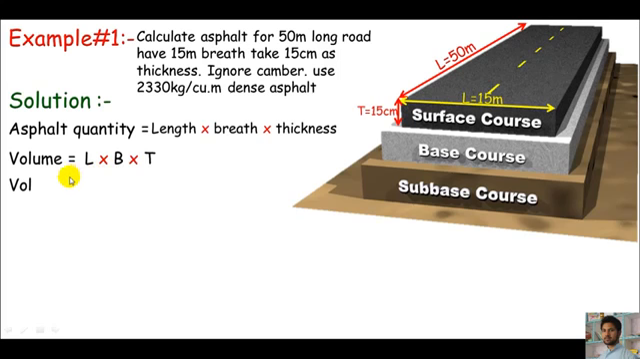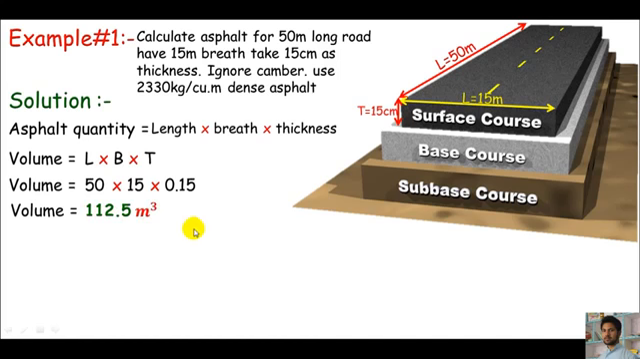When I plug into this equation, I must get the volume equals L, which is 50, times breadth, which is 15 meter, times thickness, which is 15 centimeter. It means it's 0.15 meter. Just divide this 15 by 100, which will convert these centimeters into meter. So do a little mathematics with this. You must get 112.5 cubic meter asphalt. And this is the volume of this surface, this layer. And this is my approach. Yes, this is the quantity of asphalt.